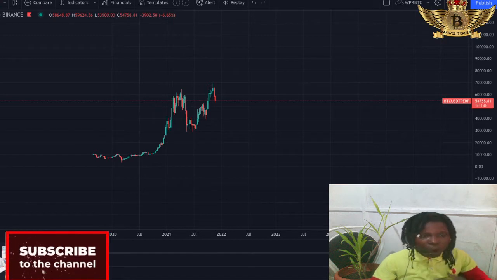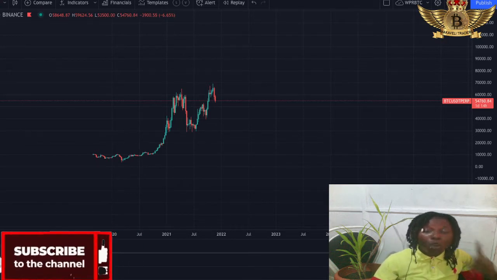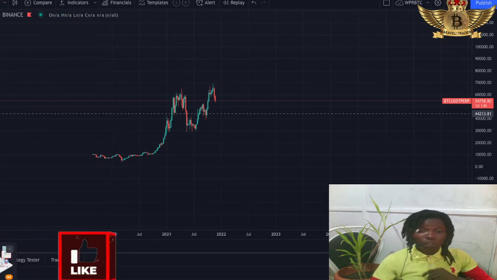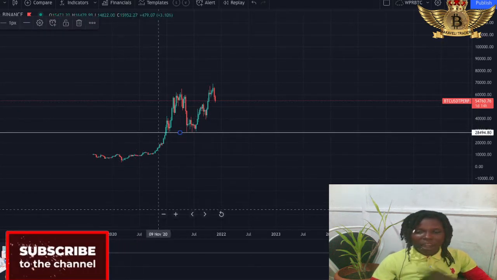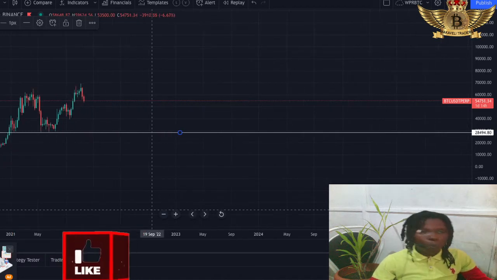So first of all, I'm going to start looking for the most important levels on my chart. If you look closely, I see a very clear important level right there. Now what are these levels? What are support and resistance?